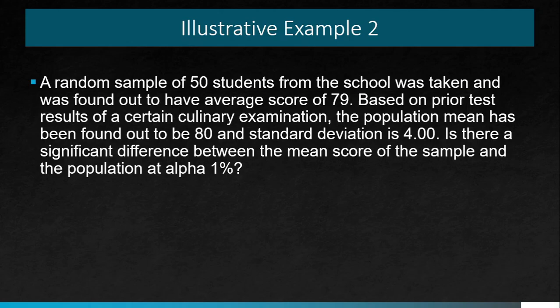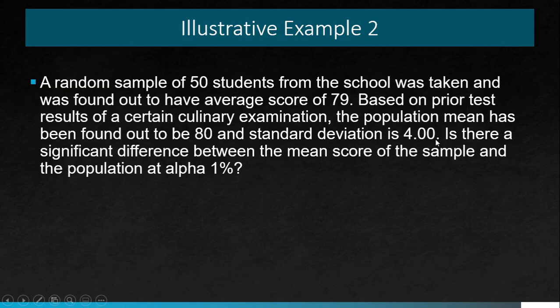So let's have another example. A random sample of 50 students from the school was taken and was found to have an average score of 79. Based on prior test results of a certain culinary examination, the population mean has been found to be 80. This is the score of the sample, and this is the score of the population. The standard deviation of the population is 4.